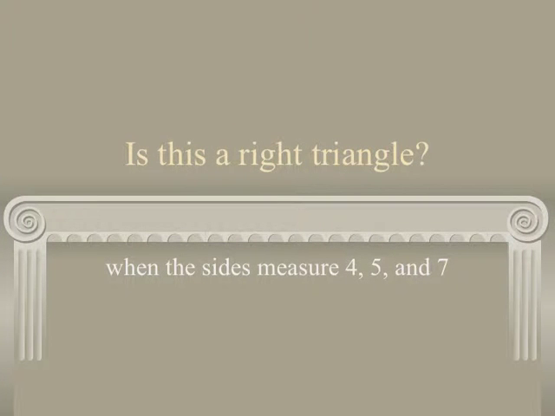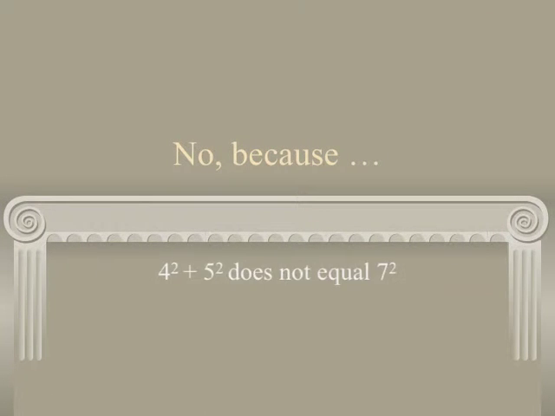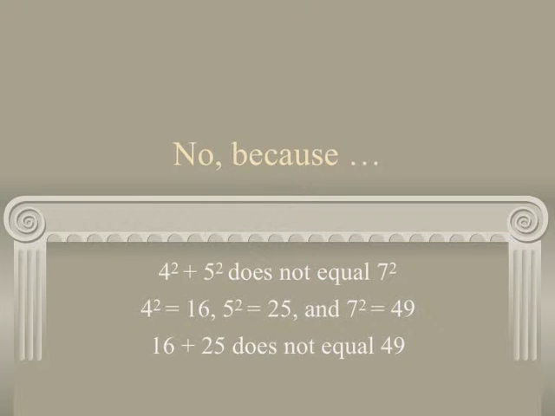Question: could this be a right triangle with measurements of 4, 5, and 7? The answer is no, because 4 squared plus 5 squared does not equal 7 squared. If you look at the math, 4 squared is 16, 5 squared is 25, 7 squared is 49, and 16 plus 25 does not equal 49. So we would say these measurements could not make a right triangle.